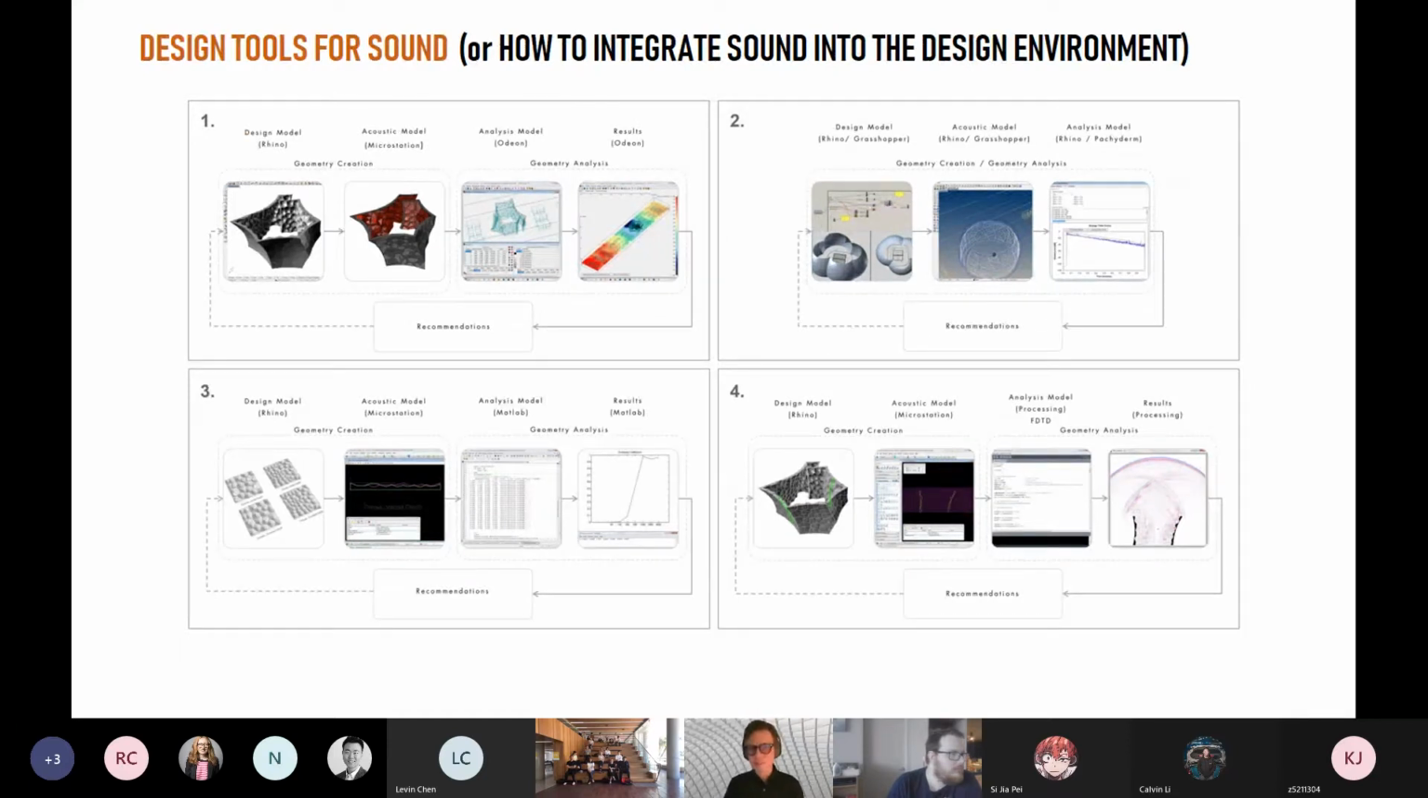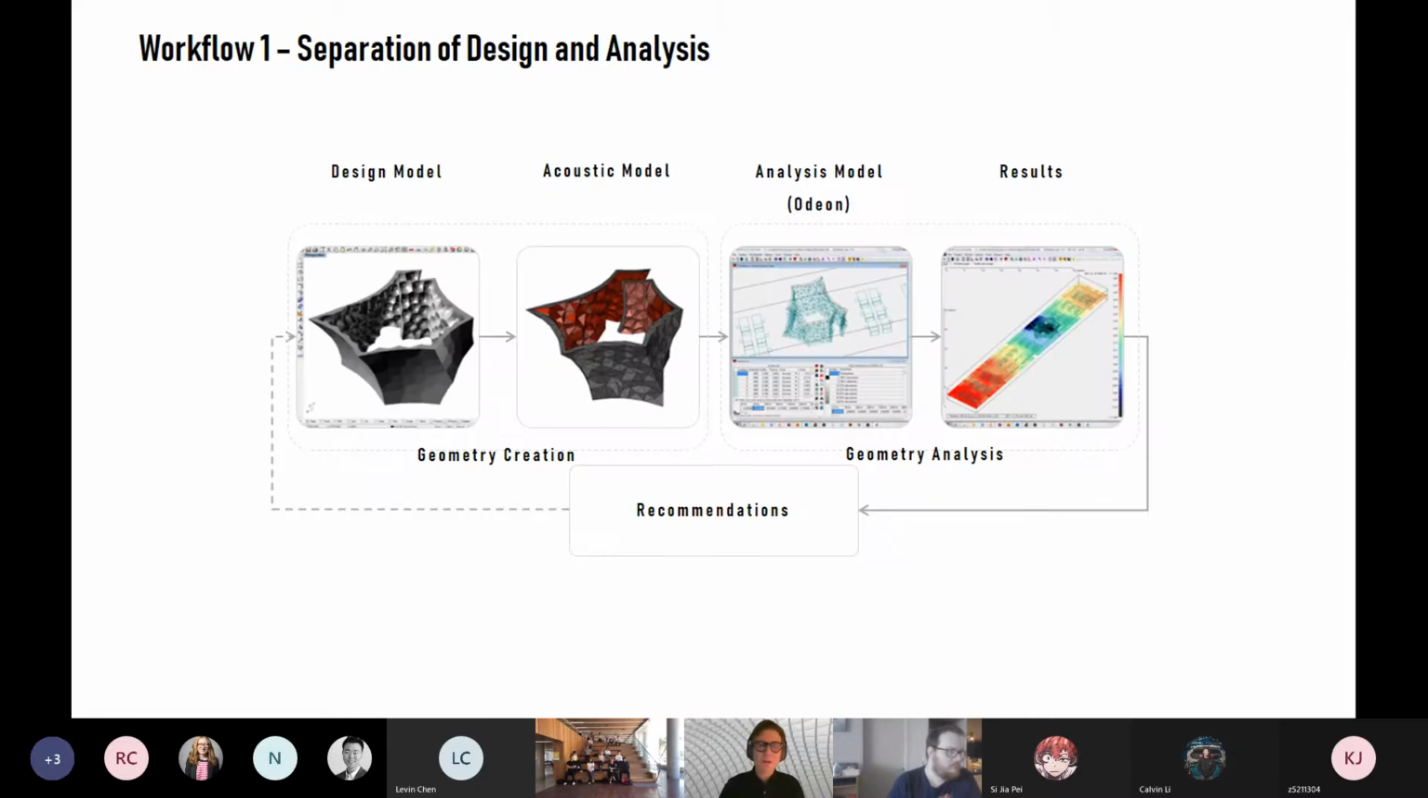And so this was sort of my research here, was integrating simulation in these 4 different ways into this project. And so the first one here is this separation of design and analysis. And this is very much like this traditional way that simulation is integrated into design.